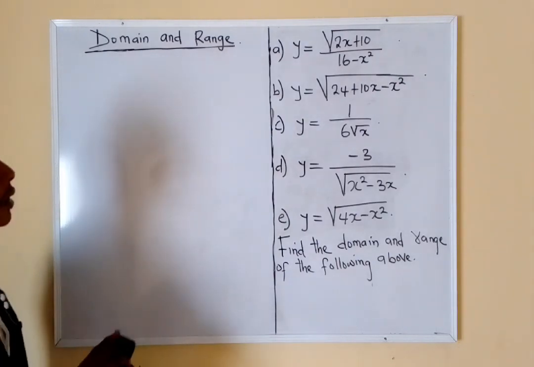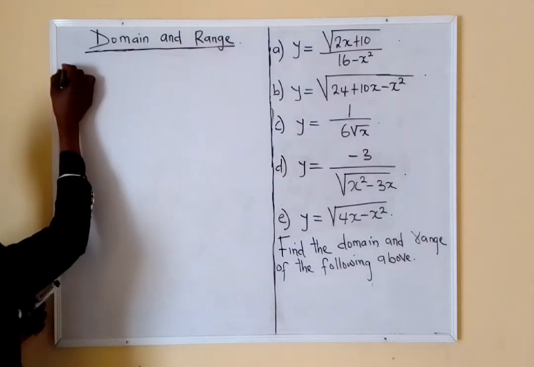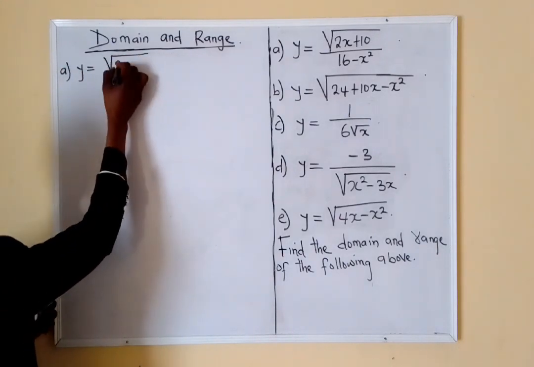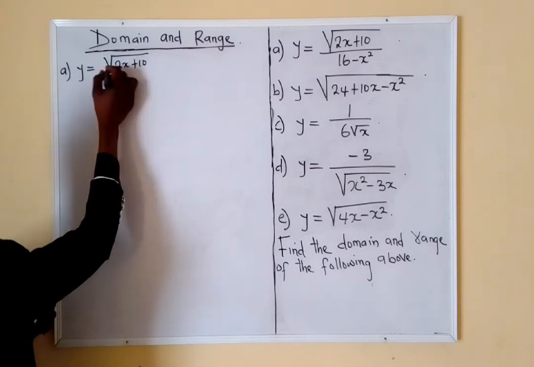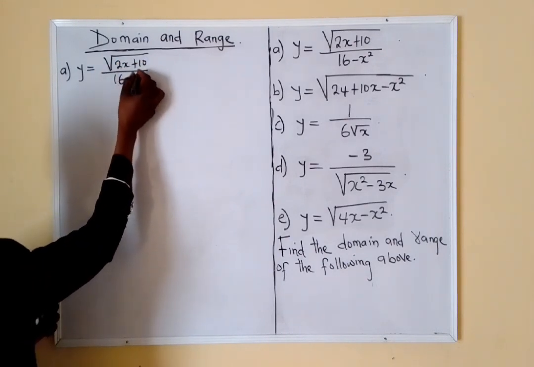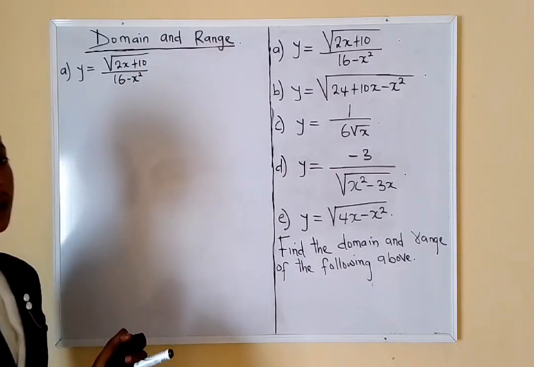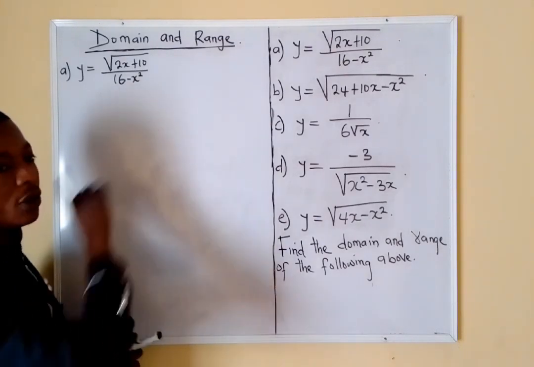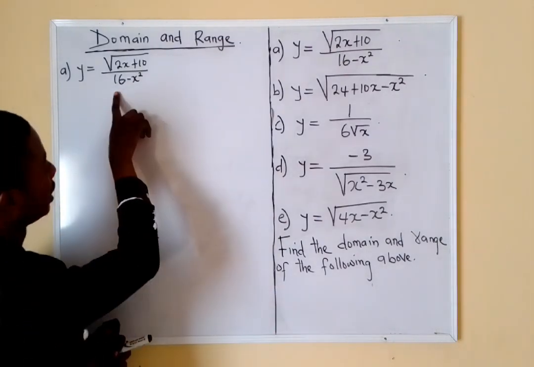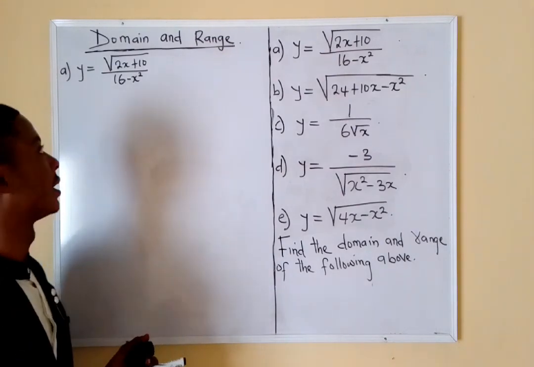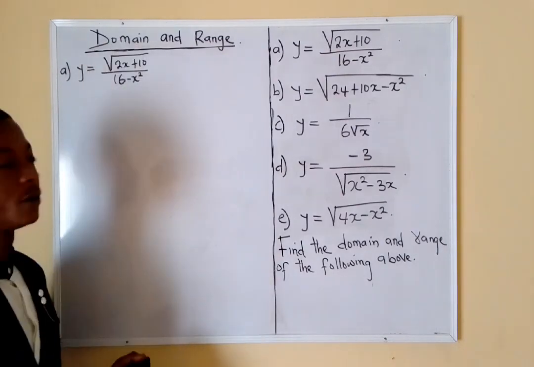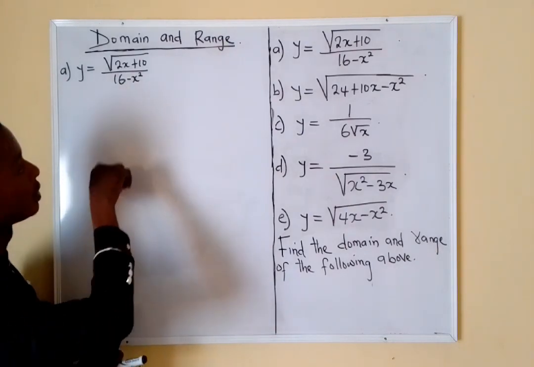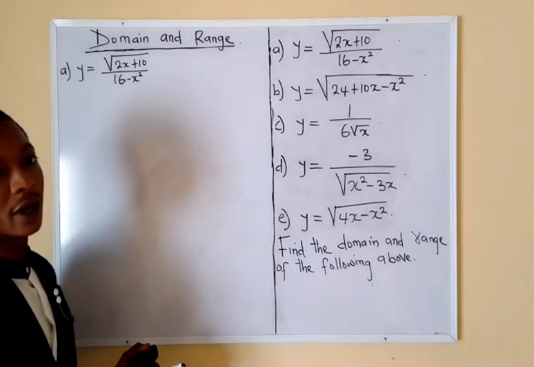Now the first function we have is y equals the square root of 2x plus 10, divided by 16 minus x squared. This function has a denominator. So for this function to have real numbers, this denominator must not be 0. If we put 0 here, the whole function will become undefined. So for y to have real numbers, the denominator must be greater than 0. That's the condition.